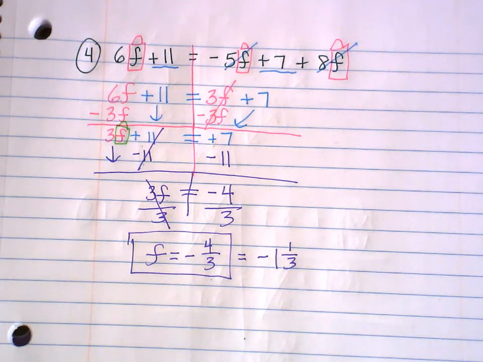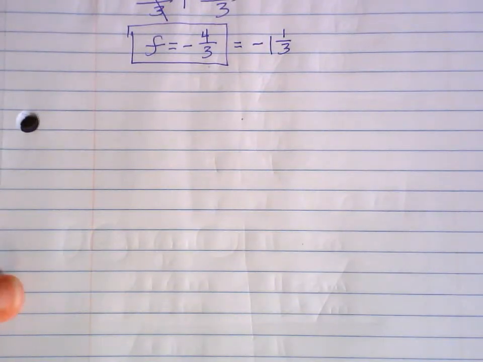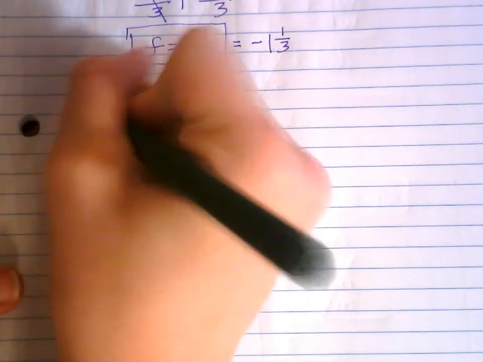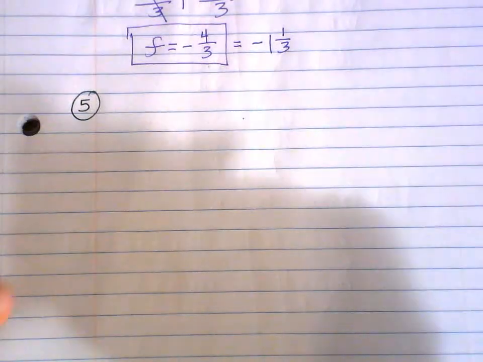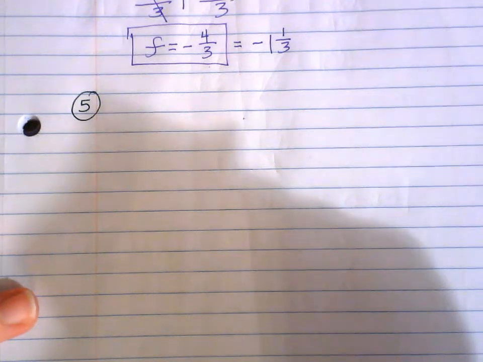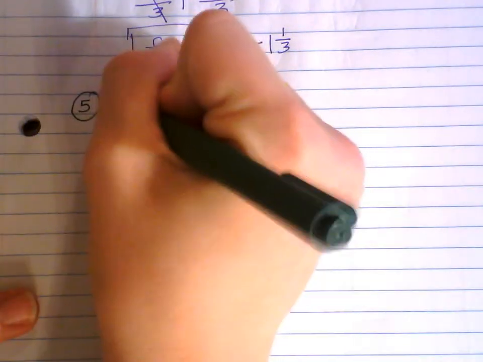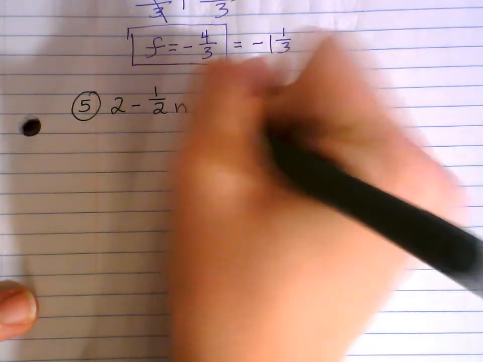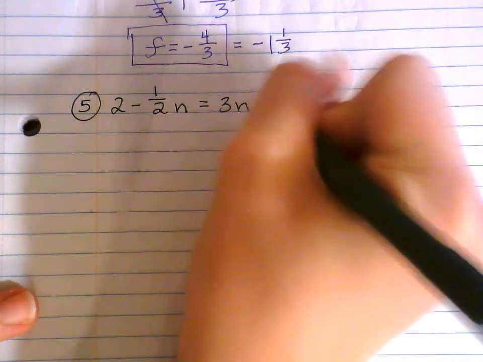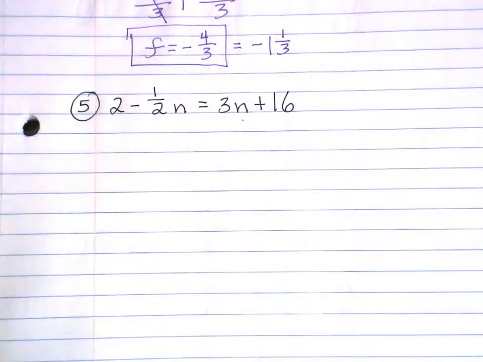All right, the last one I'm going to do is just going to have fractions in it. And then I think you guys are good to go. That's every single type that you'll be seeing on Khan Academy, and those are the levels that I want you to know for this lesson. I'm just trying to pick which one I want to give you. Let's do this one. 2 minus 1/2 n equals 3n plus 16.